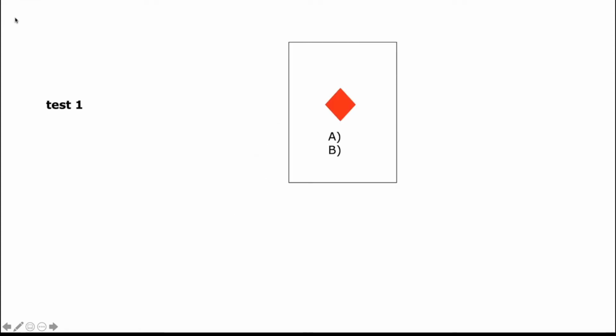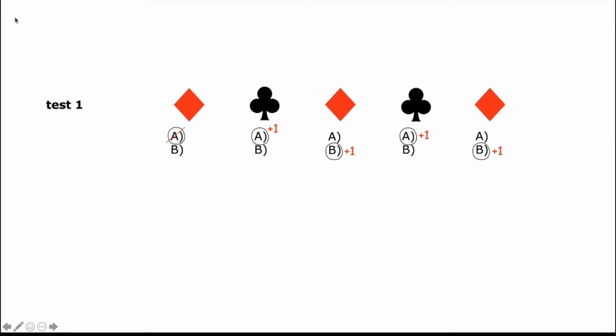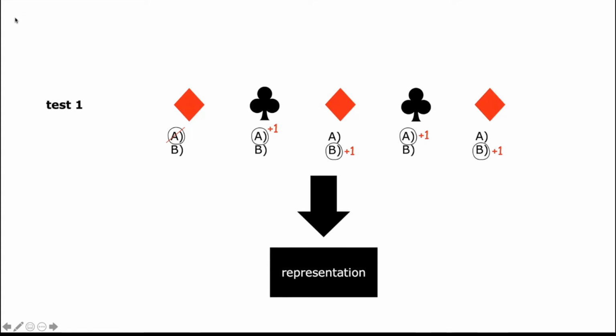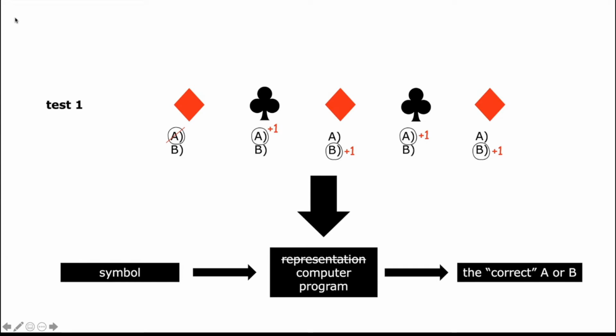Now, here's another thing that it's seen before. So hopefully from that representation that it updated earlier, it would guess the correct answer this time, which is B. And so on and so forth. We do this, and it updates the representation. And what you end up with is this final representation after it's taken its test. And we can call this a computer program. What it does is it takes this symbol as an input, and it predicts the correct answer, correct in quotes here, whether that's A or B.